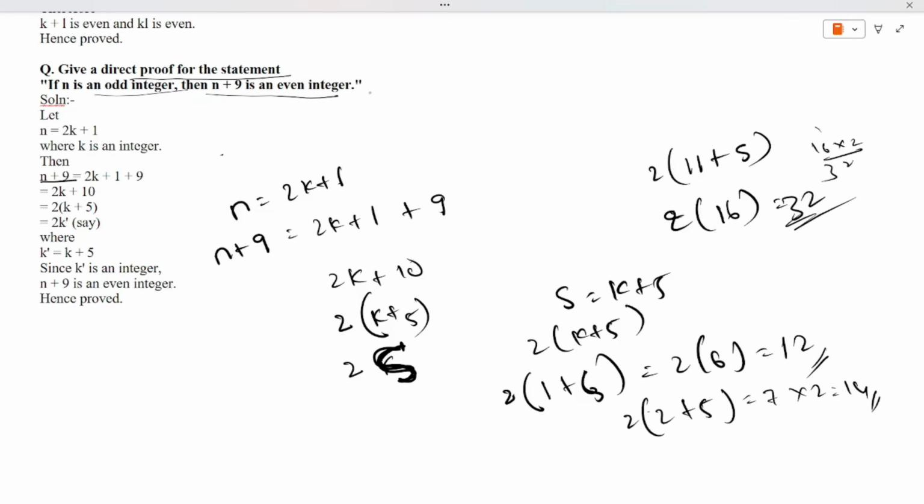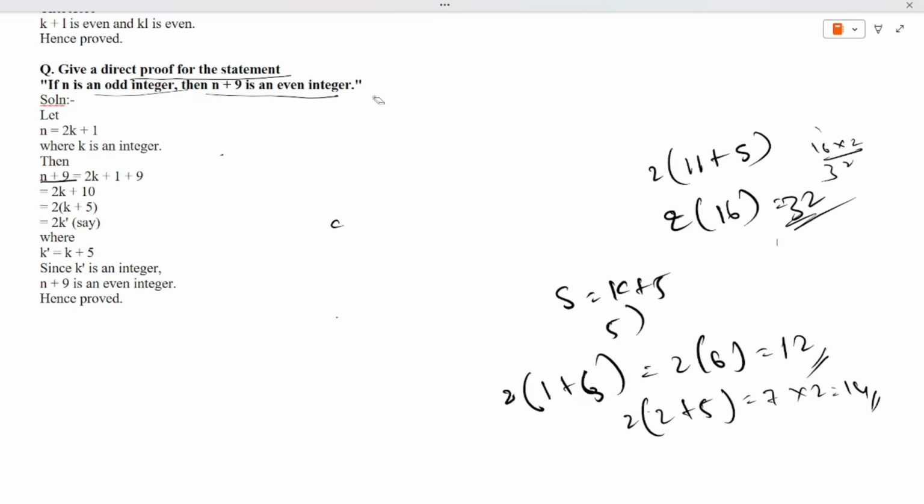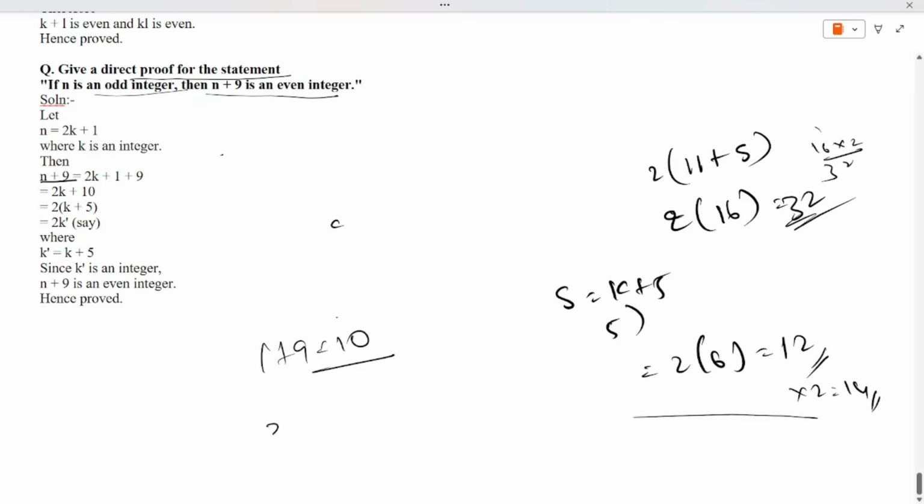If you substitute the value here, when you have odd and you are adding n plus 9, you will be getting it as even. If you take 1 and add 9, what is it, guys? And if you take 3 plus 1, what? 4. That is all even. That is the basic idea. But you have proved that by taking n plus 9, and n you have taken as 2k plus 1.